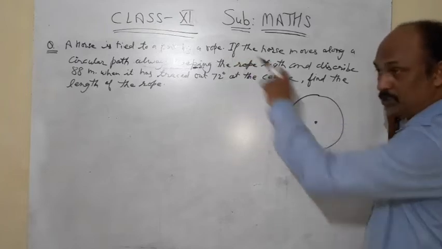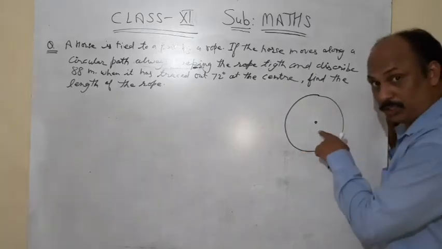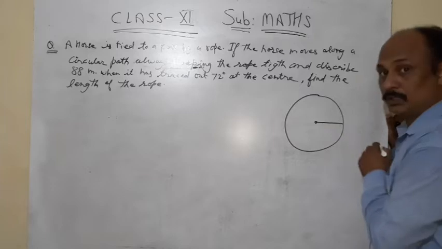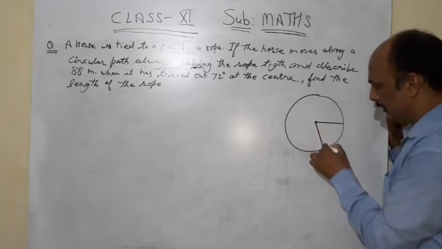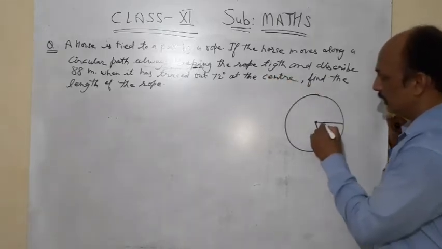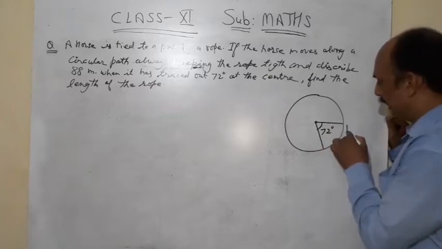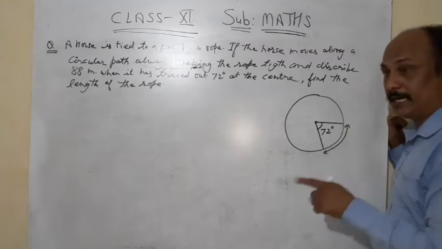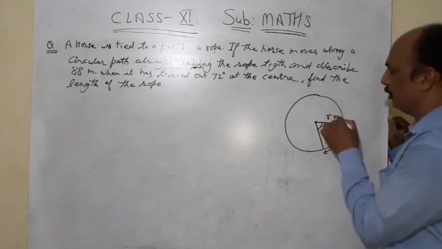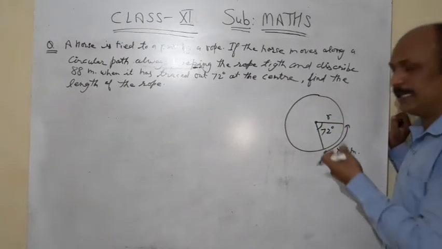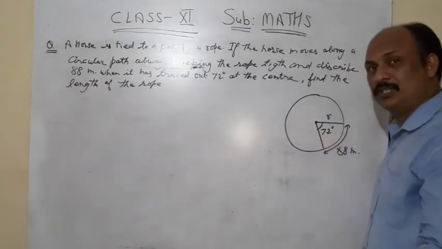Here is a post, and a horse is tied to this post by a rope. We have to find this length of rope. According to the question, it makes a 72-degree angle and traces out an arc length of 88 meter. Is that clear? We want to find only the radius r. It is a very easy question.